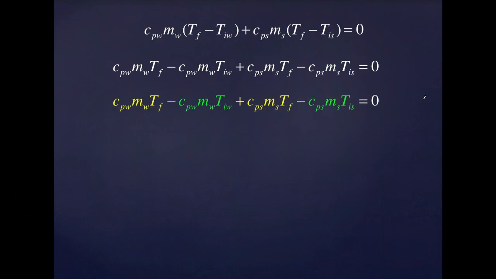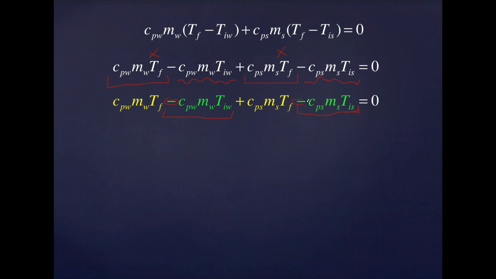What I'm going to do now is color code. Everything that has T final in it, this has T final and that has T final, is our x. This is what we're looking for. This is what we don't know. And these other terms consist of numbers; we have all the numbers for them. So I yellowed everything that we do not know and greened everything that we do know. As you see, the green parts that have the known initial temperatures have a minus in front of them.